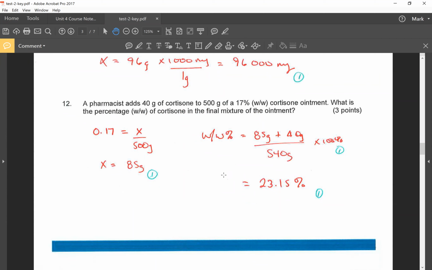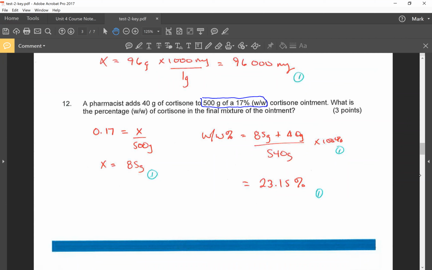So a pharmacist adds 40 grams of cortisone to 500 grams of a 17% mixture, weight by weight, of cortisone ointment. What is the percentage weight over weight of cortisone in the final mixture? Well, there were basically 2 steps here. It was worth 3 points. So there's 2 steps, and then the final answer is worth a point. Step number 1, find out how many grams of cortisone was in this mixture.